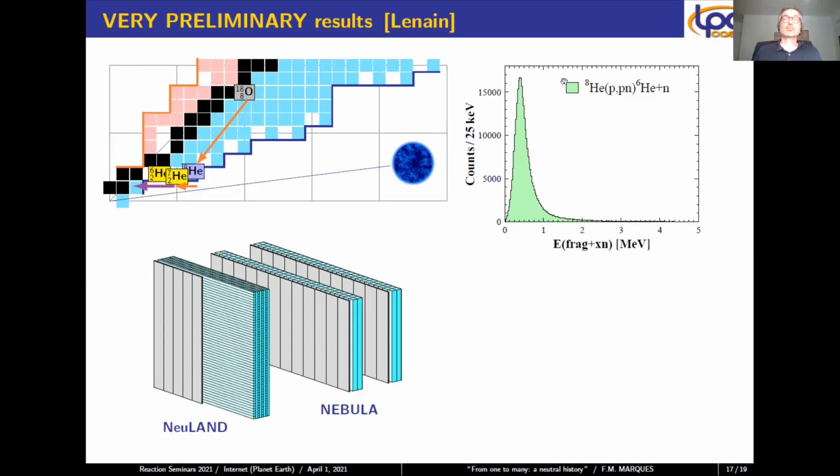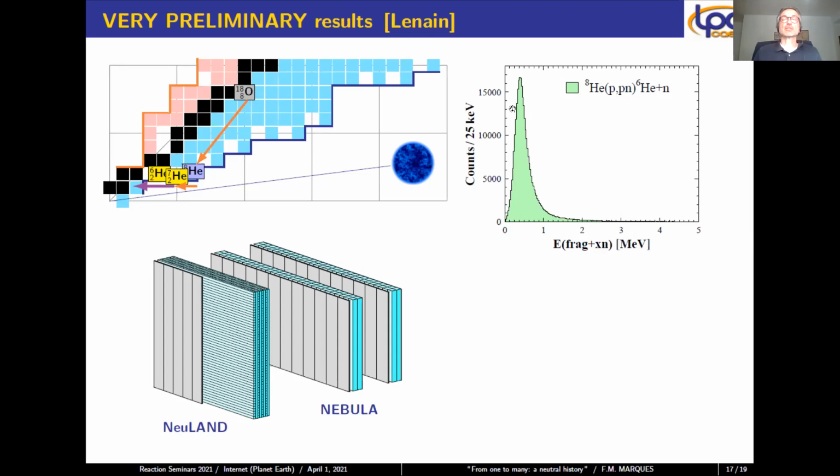This is a preliminary result from Cyril Lenant, the student that is working on the analysis at LPC. So here you have the (p,pn) reaction, you populate helium-7 and helium-7 decays into helium-6 plus 1 neutron. And this is the energy of helium-6 plus 1 neutron.